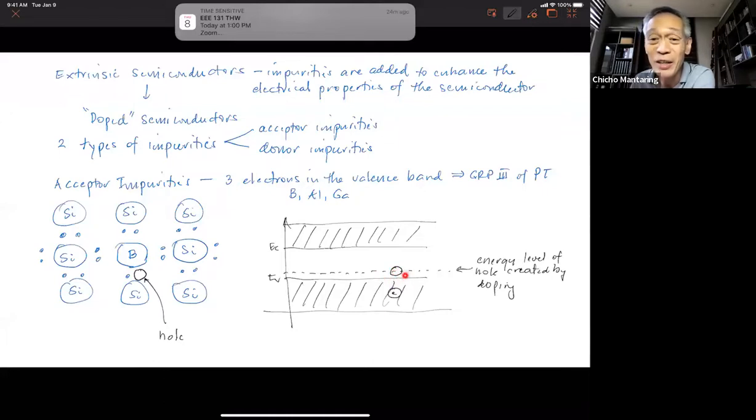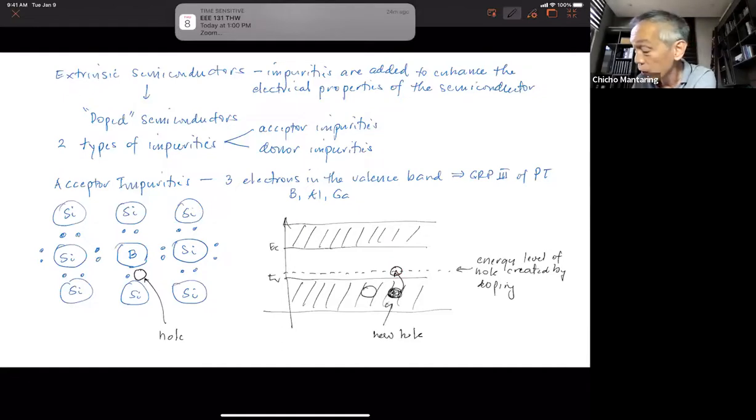So konting-konting energy lang yung kailangan for this electron to jump to this hole, no? So most likely this electron is going to jump there. And when that electron jumps there, this is now going to be your new hole. No? This will be your new hole. And then you now have the usual hole action.